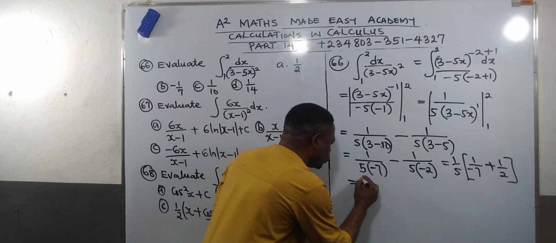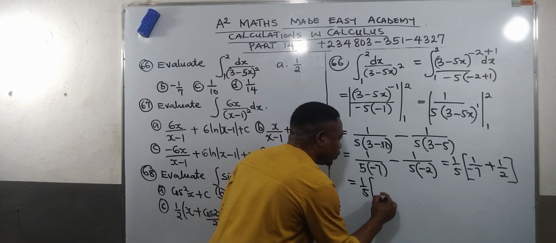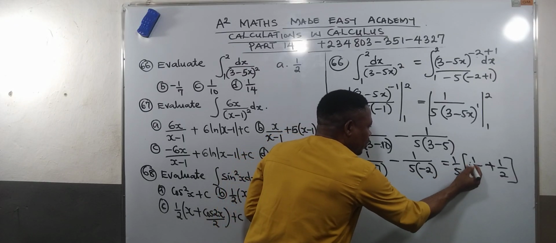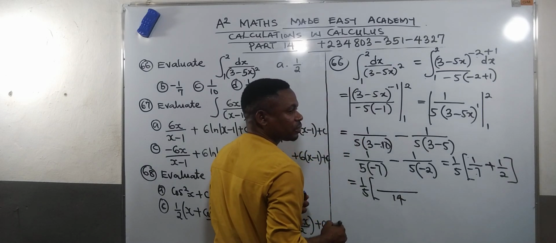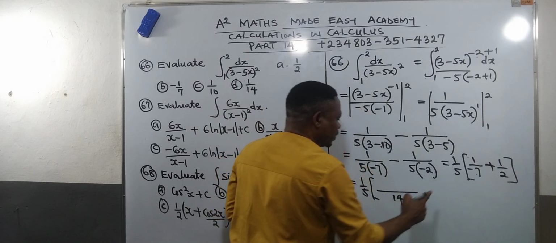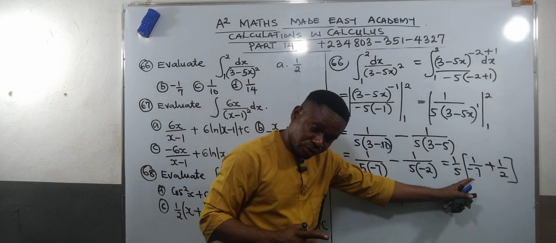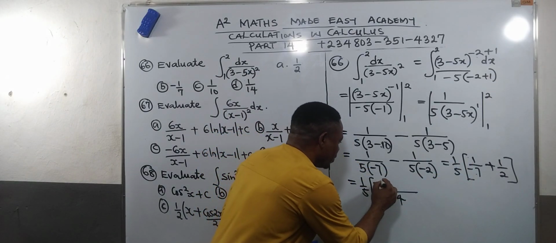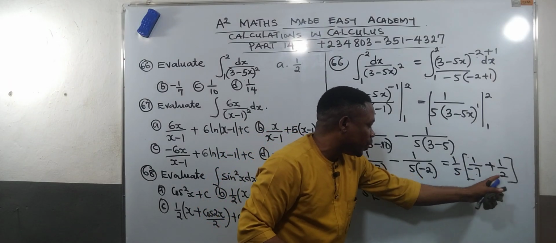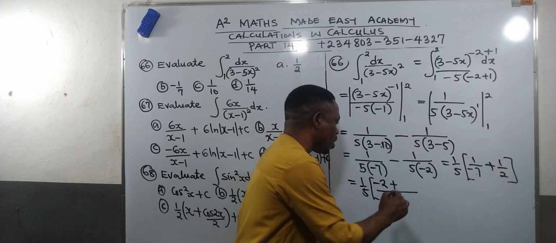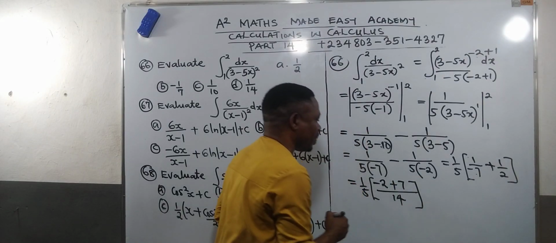So what do you think that I will do? 1 over 5, right? Then open. What is the LCM? The minus will move up. 7 times 2 will give me what? 14. Are you with me? Then 14 over 7 is what? 2. Is minus 2. Then minus 2 times 1 will give me minus 2. Then plus 14 over 2 will give me 7. 7 times 1 will give me 7. So something is about to happen.